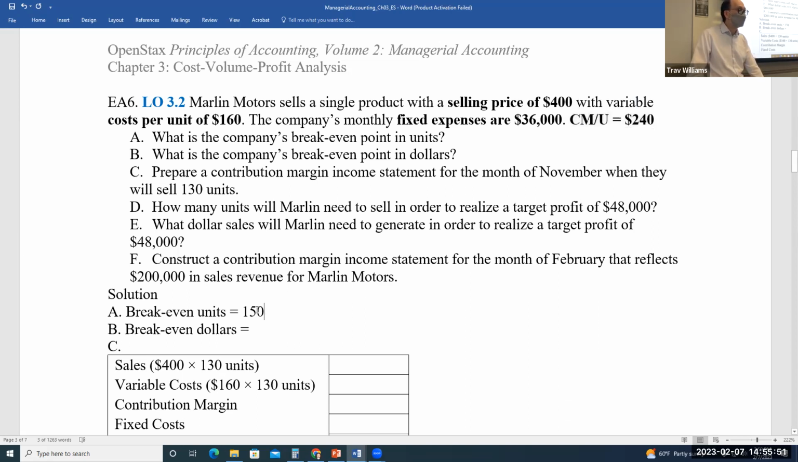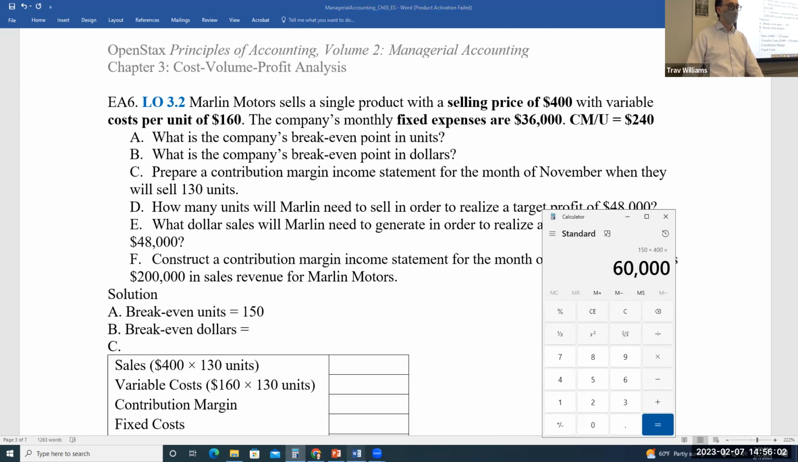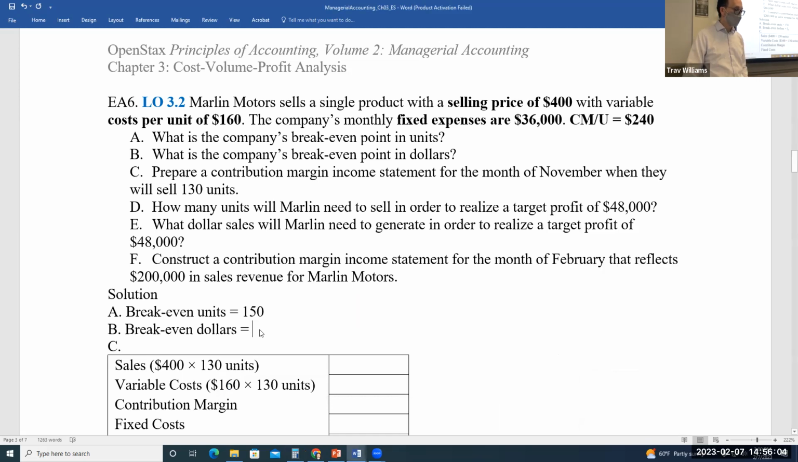Okay, then we could simply take 150 units, multiply by the sales price to know our break even in dollars, right? So $60,000 of sales gets us to break even. Let's double check that. How do we double check it? What was the other way to calculate break even in dollars? Fixed costs divided by the contribution margin ratio. Okay, so fixed cost divided by contribution margin ratio.